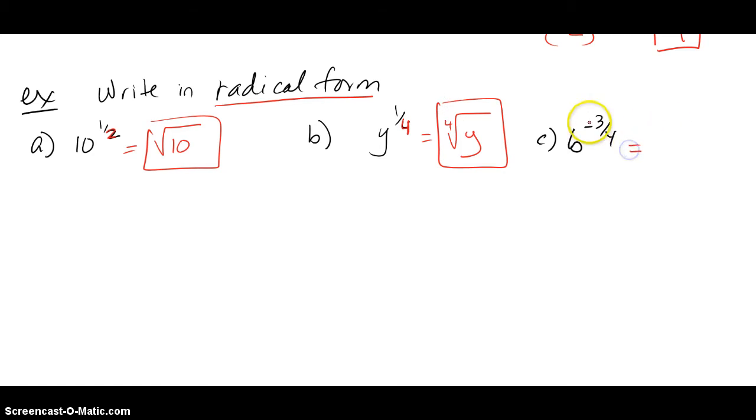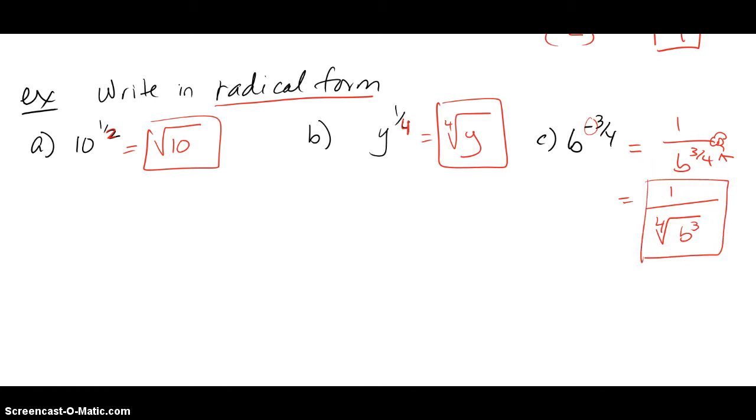With this guy, I need to take care of the negative exponent first by writing it as a reciprocal. Then if I do my flower power, I have the root to be a 4 and the power to be a 3, so I can put 1 over the 4th root of b cubed, with the cubed either inside or outside the radical, it doesn't matter.